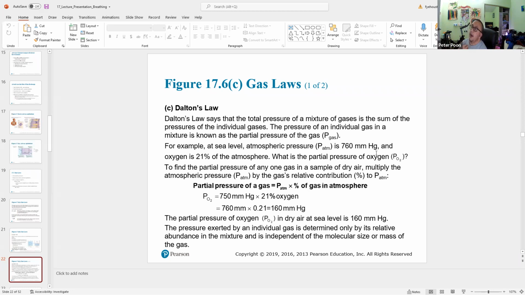The air that's inside our lungs is less than that. I believe it's something like 50. I don't remember what the value is, but 160 is bigger than that. So oxygen will flow into the lungs. The partial pressure of carbon dioxide is much less in the atmosphere than it is inside our lungs, so carbon dioxide will push out.